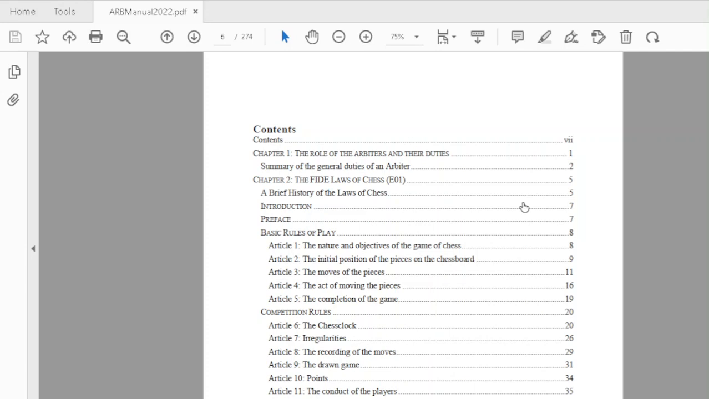So far, we've looked at the most important contents, being Chapter 1, which also came up in Article 12 about the role of the arbiters. And then we moved over to Chapter 2, where we dealt with the basic rules of play, Articles 1 through 5, about the moving of the pieces, without clocks. And then moving up to Articles 6 through 12, where we added the chess clocks and illegal moves, irregularities, and things like that.